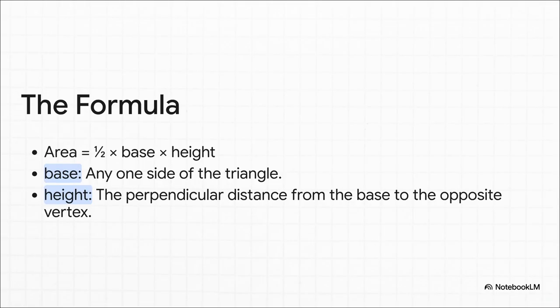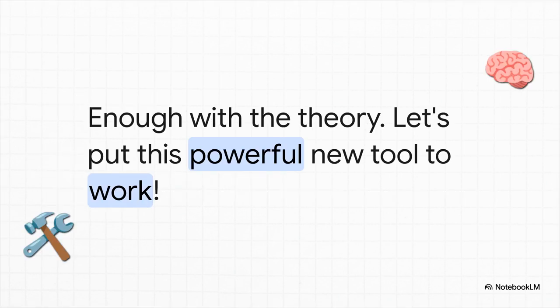The base part is super easy. You can just pick any of the triangle's three sides to be your base. But the height, now this is the really important part. The height is not the length of the slanted side. Nope. It's the straight line distance, a perfect 90-degree angle, from the base all the way up to the opposite corner.